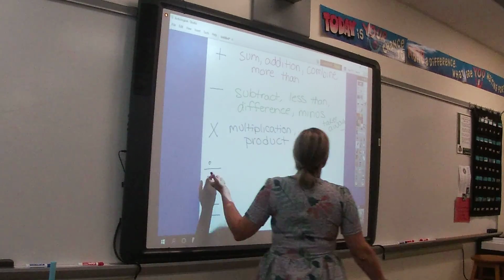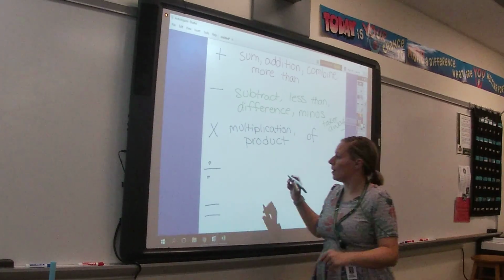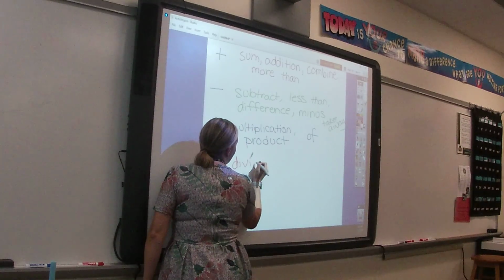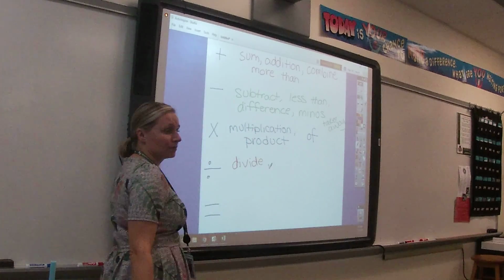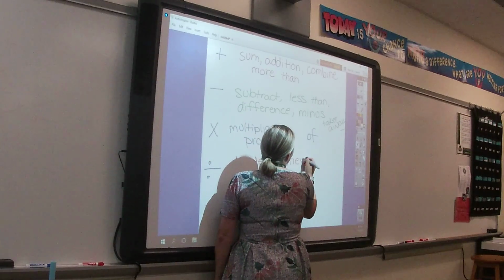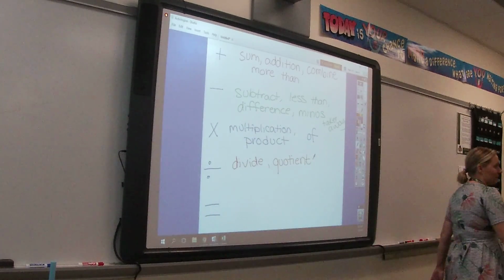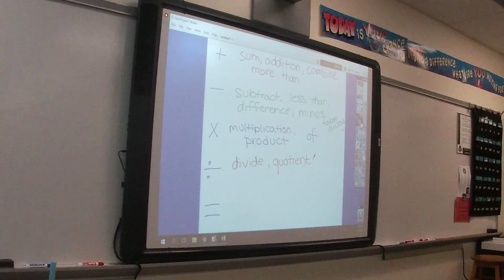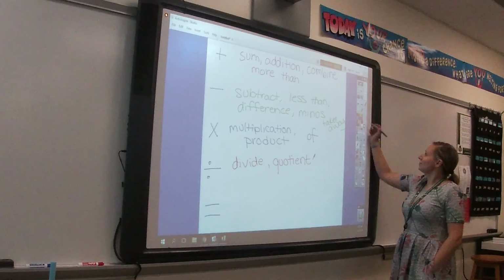Okay, how about this symbol? Division. Divide, division, quotient. I mean, division's pretty lame. That's what division gets. Right? That's about it. It's lonely. How about the last one? Equals.